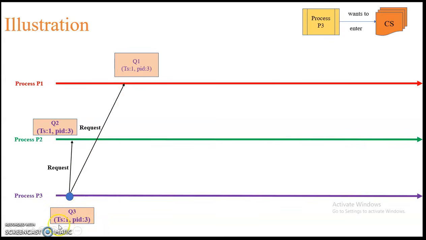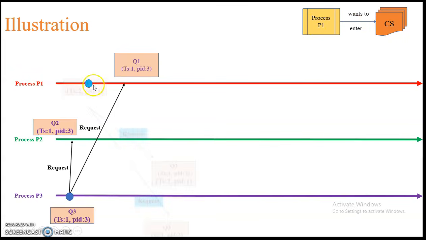This queue has two fields. One is the timestamp and the other one is PID, that is the process ID. TS stands for timestamp, PID stands for process ID. Now what is maintained in the queue of Q3? It says that at timestamp 1, process 3 is requesting the critical section. Now the same queue contents are passed to process P2 and process P1, saying that the current request for the critical section is made at timestamp 1 by process P3. Now after some time, process P1 also wants to enter into the critical section, right?